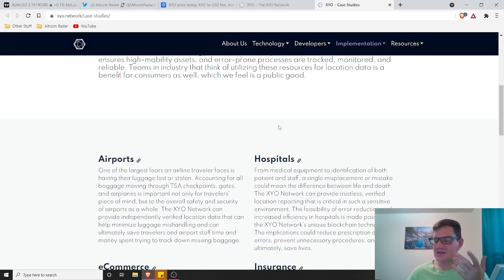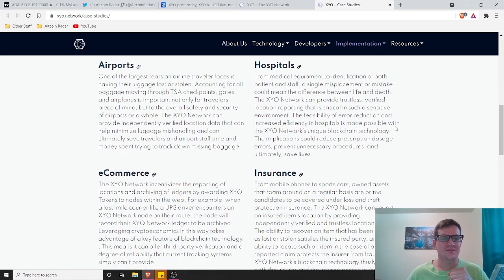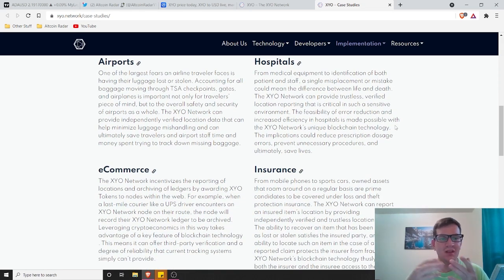All right, so some of the case studies here, you guys, the first one would be airports. So we'll read about these different case studies here, because that'll probably give us a general overall idea, an easier idea of what the project is about. So the first case study here we've got, you guys, is for airports.